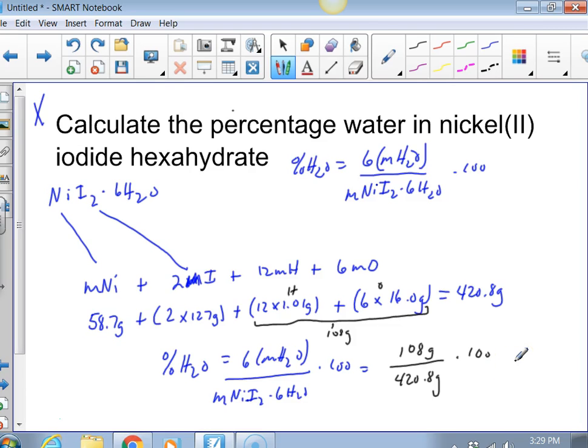So 108 divided by 420.8. That comes to, check that one more time. I'm going to write down what I have, 25.7% H2O. So 108, 25.7% water by mass for this compound.